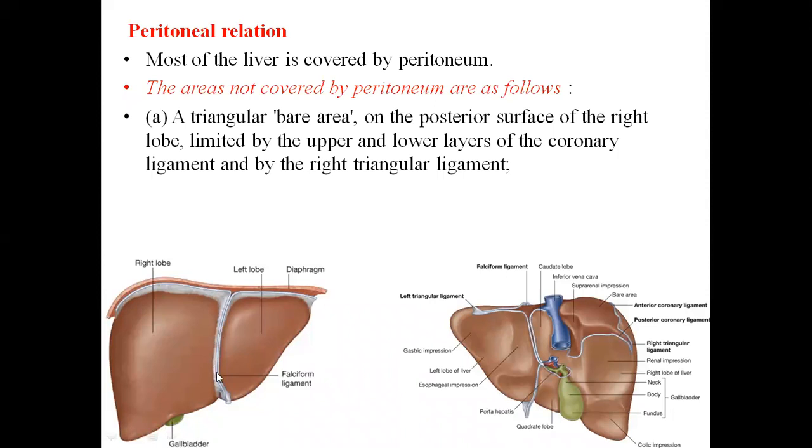Falciform ligament, as it moves upwards, it divides into two layers, right and left layer. Right layer attaches the liver to the diaphragm and it moves to the right, as we can see here. For the left layer, you should imagine the anatomical position. When I say right and left, the left layer of the falciform ligament attaches the liver to the diaphragm and it goes to the left. That's what you can see here in this picture.